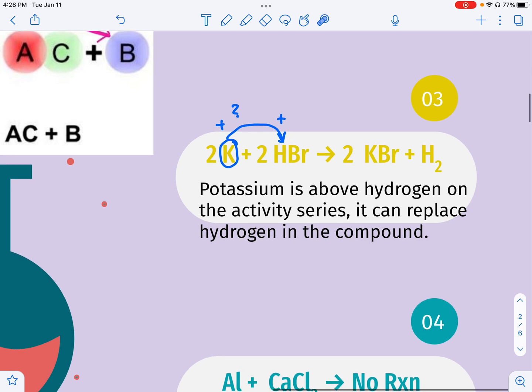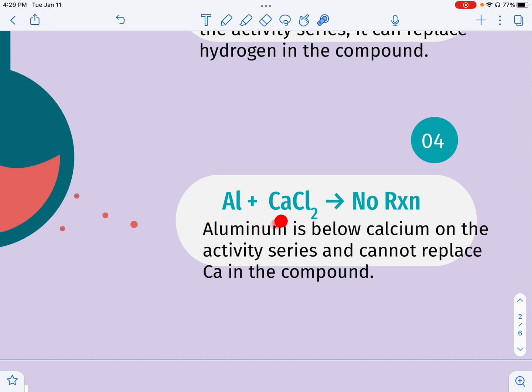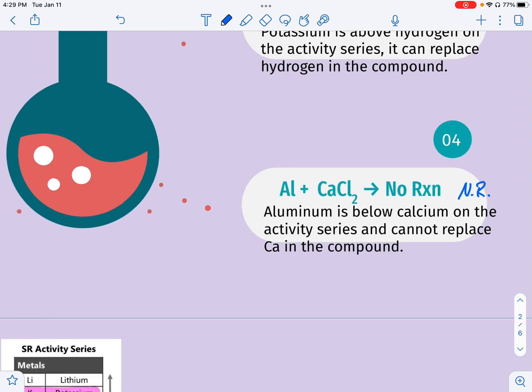Well, what happens if that element that's trying to replace one in the compound is less reactive? Well, let's take a look at an example like that. Aluminum and calcium. When we look at our activity series, aluminum is below calcium. Therefore, it cannot take the place of calcium and we get no reaction. We just abbreviate that as NR in our problems. And that happens because calcium and chlorine are already connected together, and it's going to take something far more reactive to separate those. And aluminum just isn't quite reactive enough. All right, so then they stay in the compound that they already have.